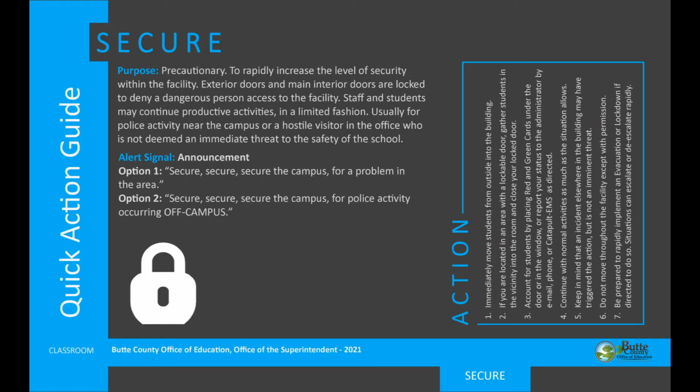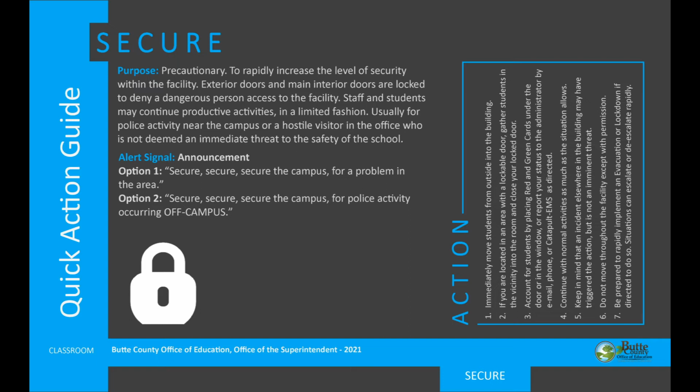Card number 5 shows the action alert of secure. The purpose of this alert is precautionary. It rapidly increases the level of security within a school. Exterior doors and main interior doors are locked to deny a dangerous person access to the facility. Staff and students may continue productive activities in a limited fashion. It's usually for police activity near the school, or a hostile visitor in the office that's not deemed an immediate threat to the safety of the school.